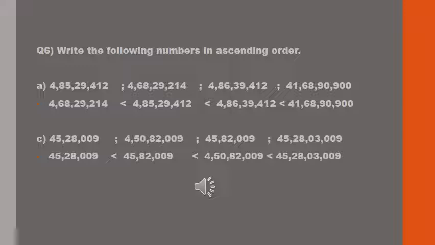So we will take that number first, that is 45 lakh 28,009, and the second number will be 45 lakh 82,009, and उससे बड़ा नंबर आ जाएगा आपका 4 crore 50 lakh 82,009, और जो सबसे बड़ा नंबर आ जाएगा आपका 45 crore 28 lakh 3,009. I hope you have understood this ascending order also. So I believe you have cleared with the descending and ascending order. So the rest part you all will be doing as a homework.